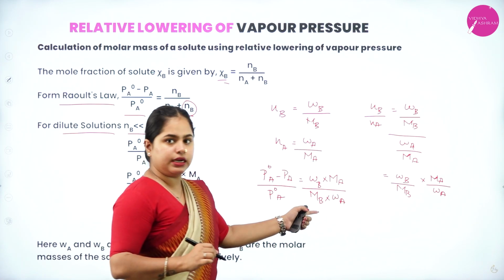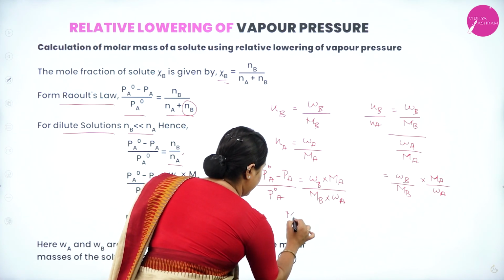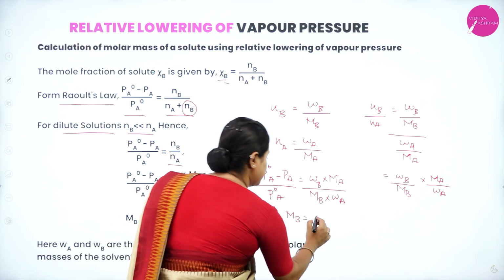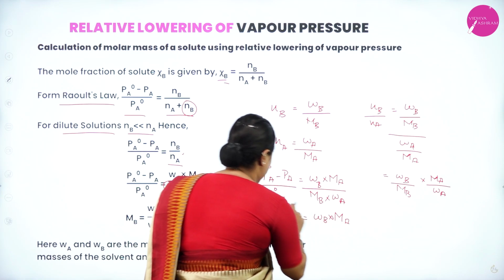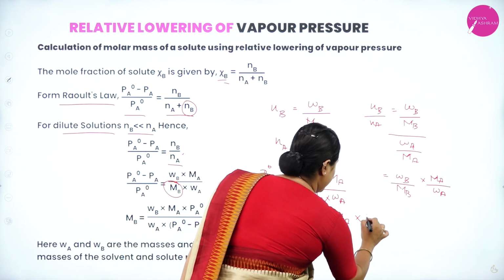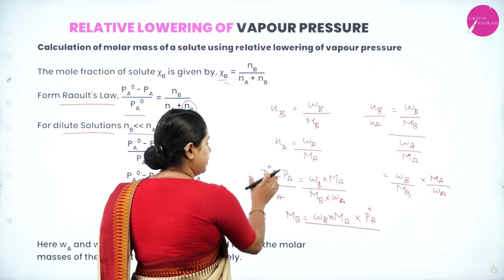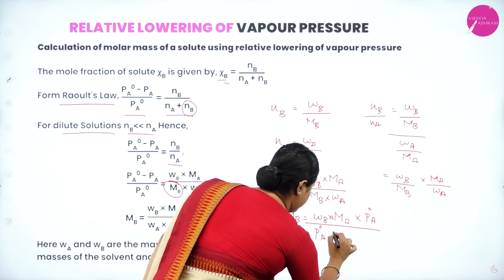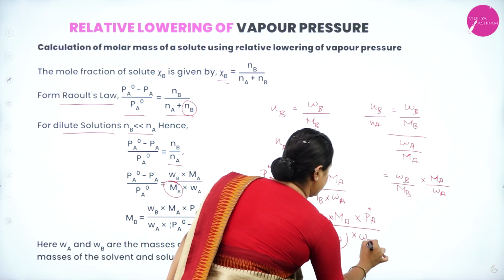Now I need it in terms of Mb. So, I am taking the Mb to this side. So, it becomes Mb is equal to, right. Already you have this in the numerator, that is Wb into Ma, and this in the denominator will come to this side, so it will become numerator. So, you will have your P naught A divided by, now what happens? This part will come here, P naught A minus Pa, and already you have a Wa here. So, this will be your equation.